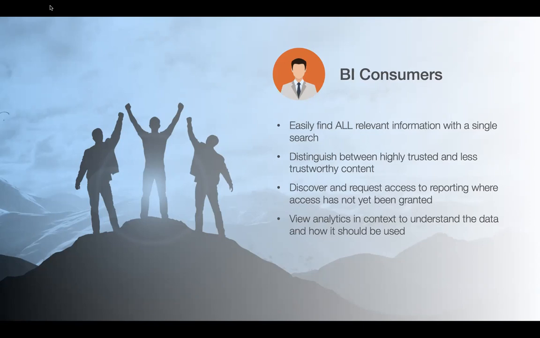So maybe there's something adjacent to my field, where my particular group hasn't been given access to that content. But when I search, I want to be able to know that it exists and then be able to request access to it, so I can really benefit from everything that's available in that organization.